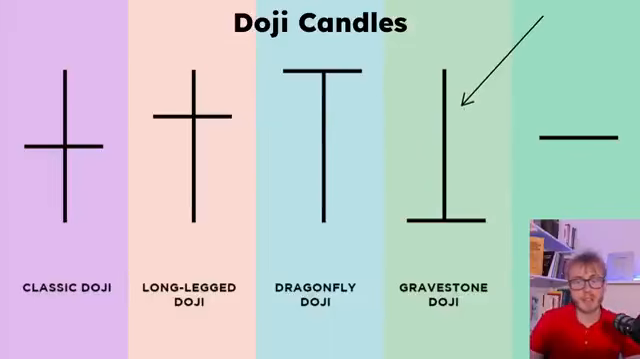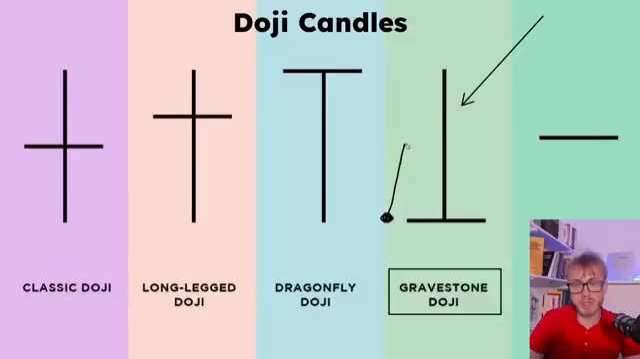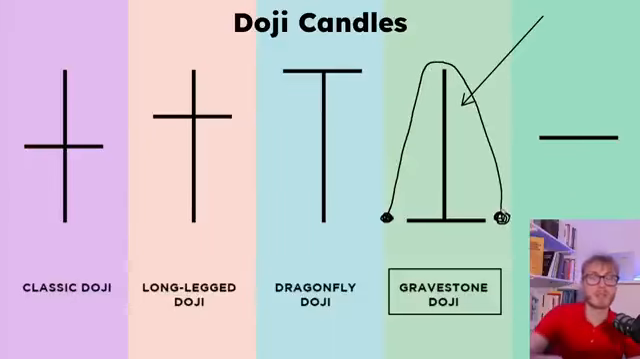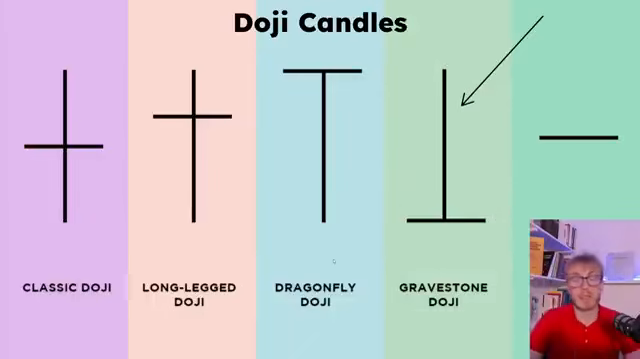The next doji candle, the gravestone doji, is pretty much the opposite of the dragonfly. You can see in this case it opened all the way down here. The bulls managed to push the price up, but before the close of the candle, the bears took full control once again and pushed the price down to the opening price. So this is a bearish reversal pattern, especially if it comes after an uptrend.